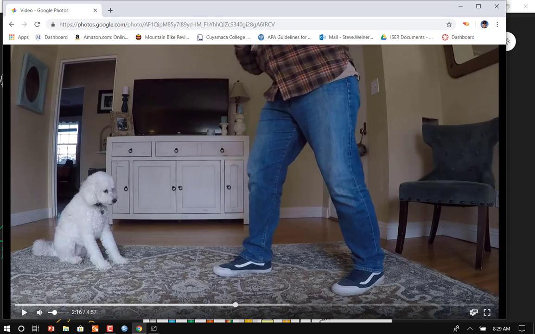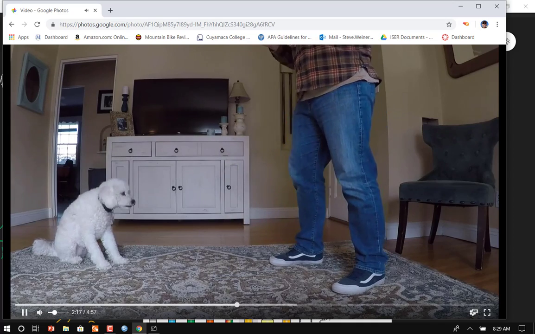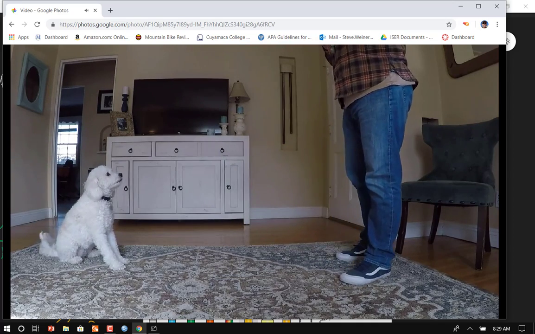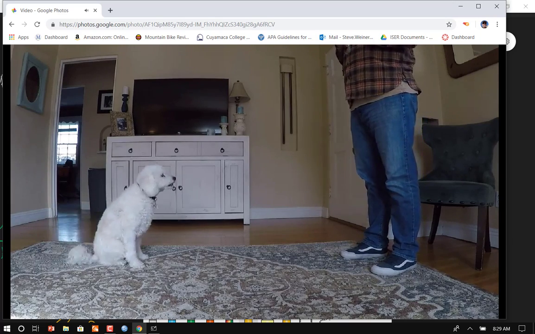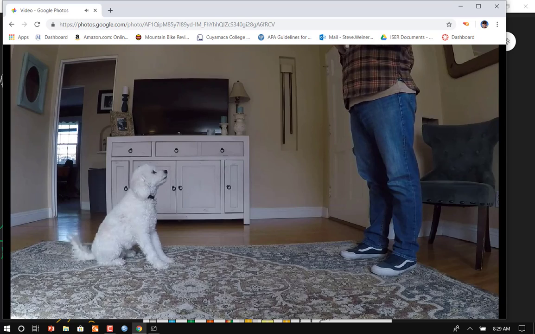When her tail's still wagging, she's like on the offensive line, ready to go. And so I just keep doing it. Watch her tail. Went back, wait over here. Nope. Good job. Good sit.